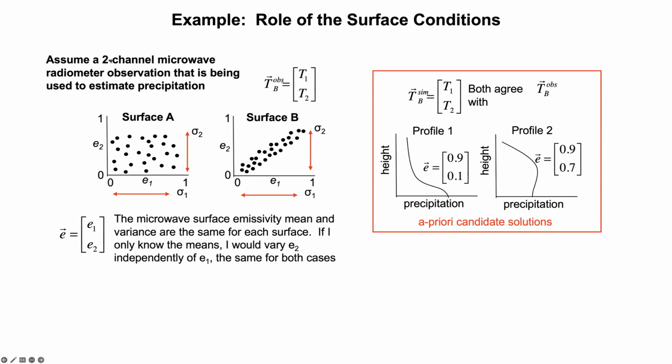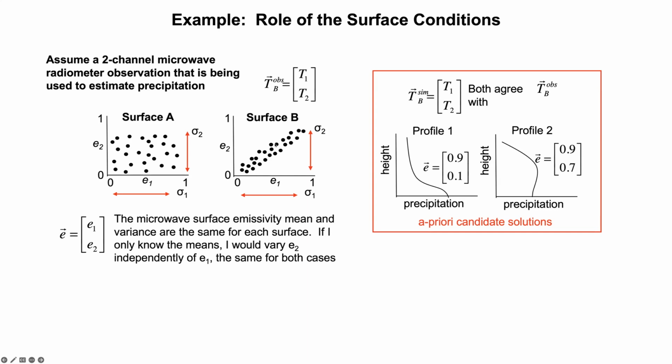Let's say, for example, you had a 2-channel microwave radiometer that's being used to estimate precip. So here, the OBS stands for observation. So there's T1 and T2. And you've got two surfaces, right, that you're trying to pick an answer from. And the surface emissivity at these two channels is plotted on the X and Y, right? And surface A has a mean of sigma-1 and a variance of sigma-2 for the two emissivities. And you can see there's really no correlation between these two. Surface B has the identical mean for sigma-1 and sigma-2, but you can see the emissivity is somehow quite correlated.